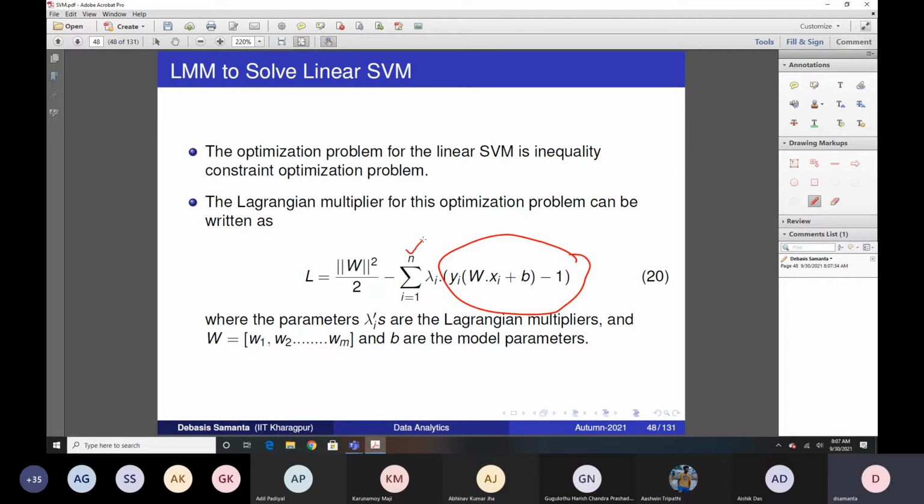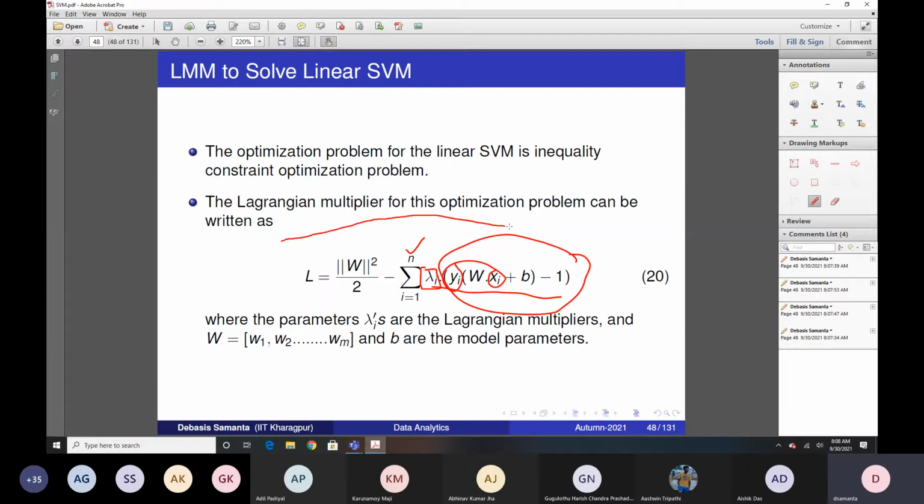And the summation should extend over n, because we have to take care of n constraints, one for each training data. So our training data is like this, xi and yi. And here lambda i is the Lagrangian multiplier, right? So how many Lagrangian multipliers? Therefore, there are n Lagrangian multipliers. And so now you can understand.